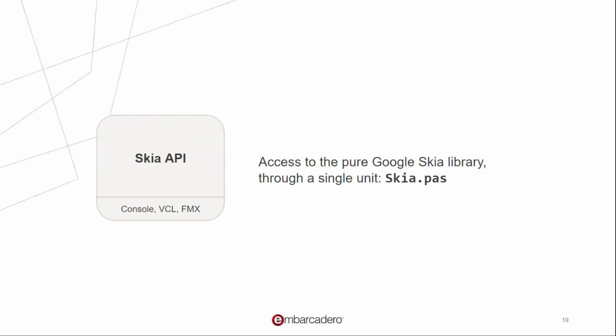The Skia API is the fundamental part that is the pure access to the Google Skia library. There's Skia.pas that gives you access to the library. So if you just want to get the minimum of taking advantage of it, you can use the Skia.pas.